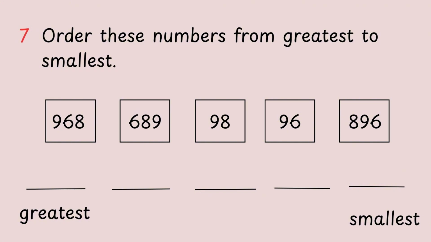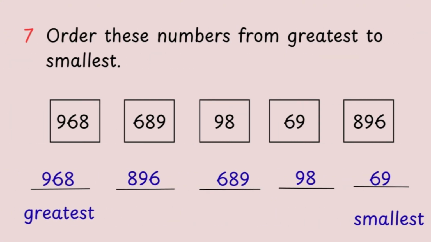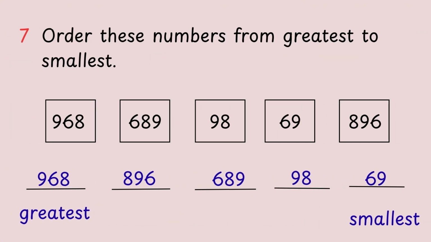So we have two 2-digit numbers, 98 and 96. They both have 9 tens. It's a tie. Let's move to the ones place. So we have 8 ones and 6 ones. Since 8 is bigger than 6, 98 comes next, leaving 96 as our absolute smallest number at the very end. Okay, so now the answer will be 968, 896, 689, 98, 96 from the greatest to the smallest number.